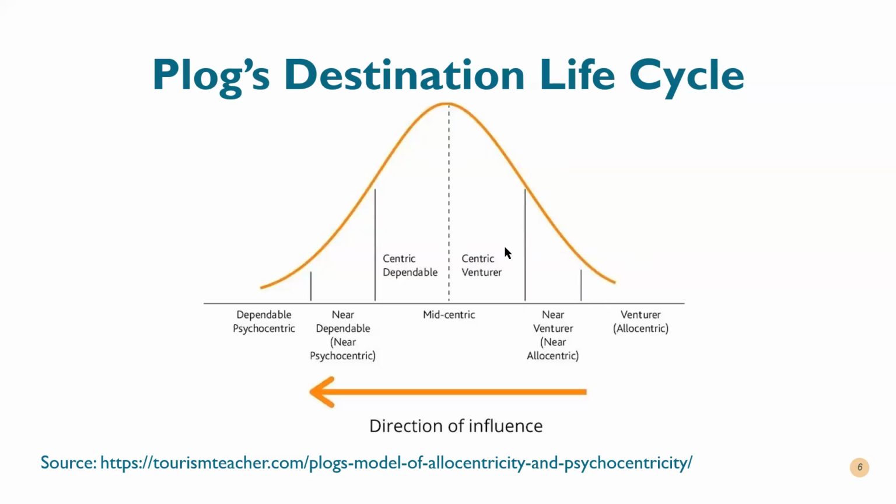So this kind of tourists, they have fixed tourist areas. They travel to the places which have reasonable infrastructure that was built to meet the needs of the near venture. The next phase is the near dependable. So they usually visit the destination during the maturity to the decline stage.